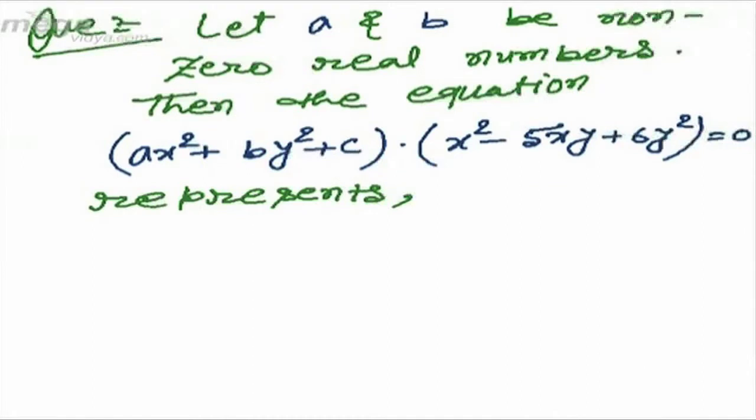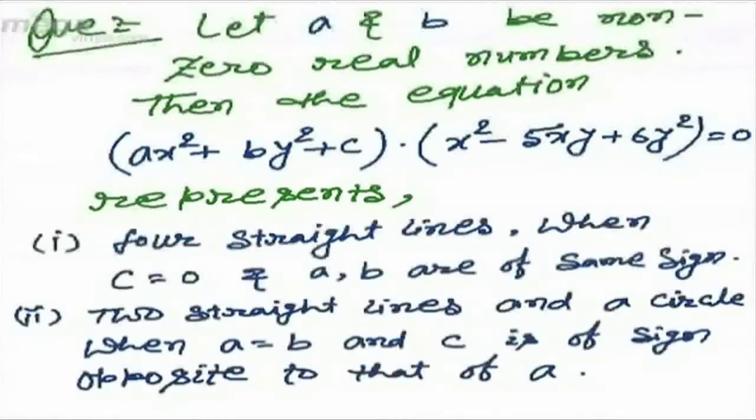So the question is, let a and b be non-zero real numbers. Then the equation ax square plus by square plus c into x square minus 5xy plus 6y square equal to 0 represents, and your options are: 4 straight lines when c equal to 0 and a and b are of same sign. The second option is 2 straight lines and a circle when a equal to b and c is of sign opposite to that of a.